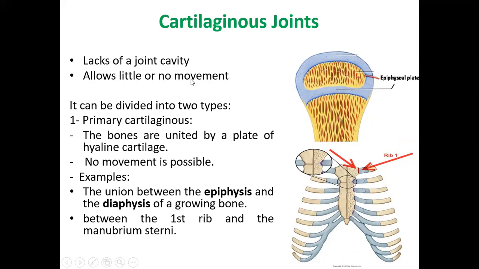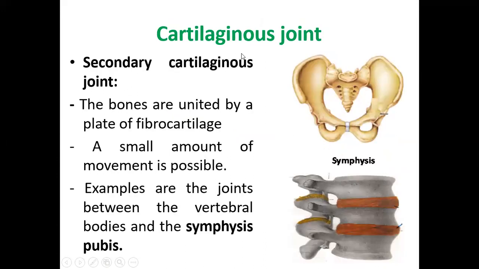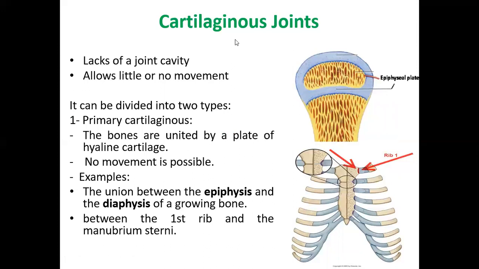It allows little or no movement. In cartilaginous joints there are slight movements or sometimes even absence of movements. It can be divided into two types. One is the primary cartilaginous joint and the second type is the secondary cartilaginous joint. These are two types of cartilaginous joint. So fibrous joints are divided into three types and the cartilaginous joints are divided into two types.